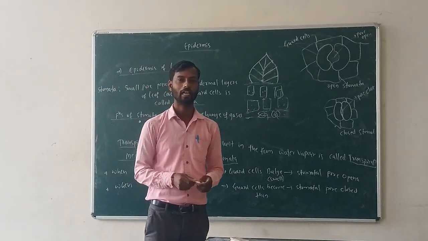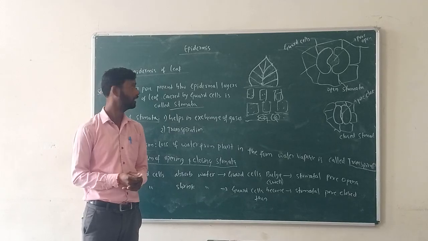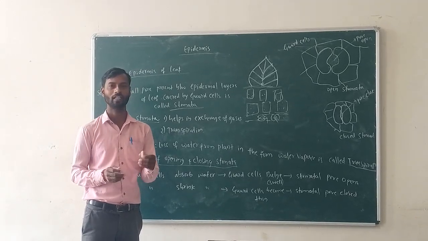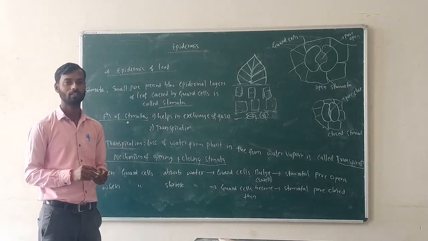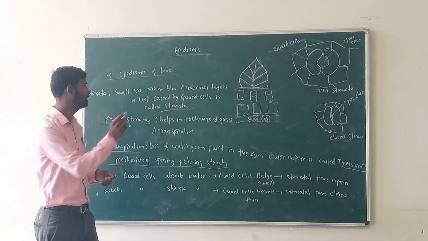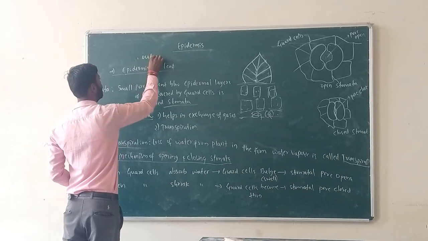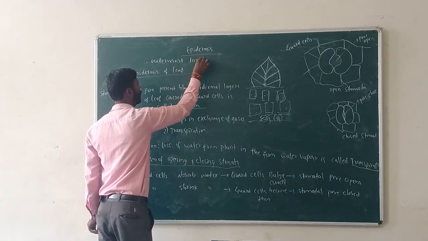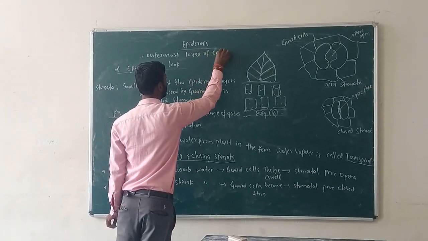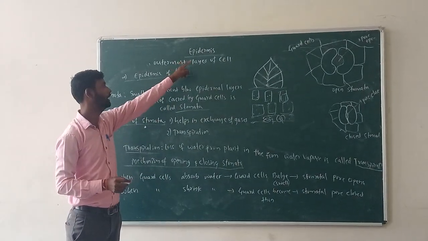Friends, in the last class we discussed the chapter Tissue of 9th standard. In this class we will continue with another topic of tissue, that is epidermis. You all know that epidermis is the outermost layer of the cell. What is epidermis? Outermost layer of cell. In all the parts of a plant, the outermost layer will be epidermis.